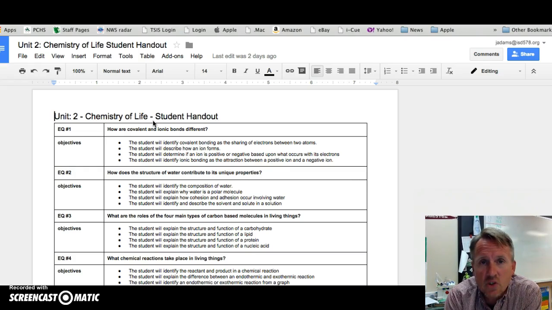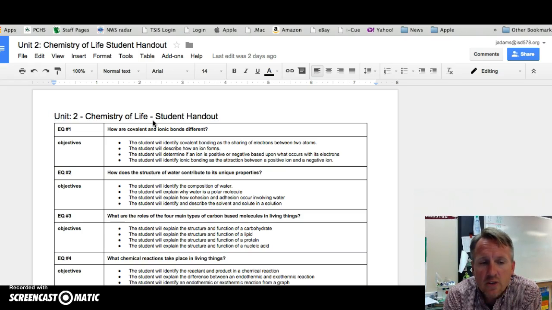Our second essential question is taking a look at water. Now we know that water is important for living things. In fact, the recent discovery that there's actually flowing water on Mars is huge for trying to figure out if there's actually living organisms on that planet. So we're going to be taking a look at how the structure of water contributes to water's unique properties.